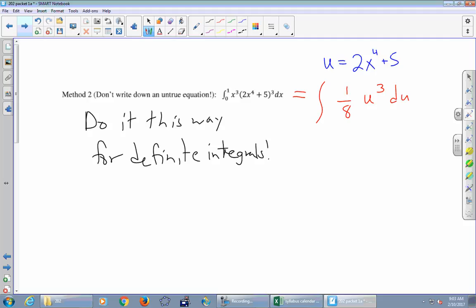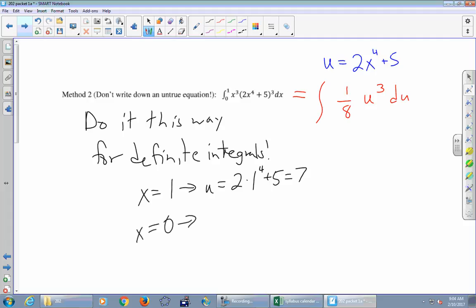But at this exact moment, putting a 0 and a 1 on the integral is a lie, because those 0 and 1 are x's. And so what you can do is you can find the corresponding values of u. Let's do that. X equals 1, u equals, well, there's our definition for u right up there at the top. So we just change that x into a 1. 2 times 1 to the 4 plus 5 is 7, right? And then the same thing for the other x.